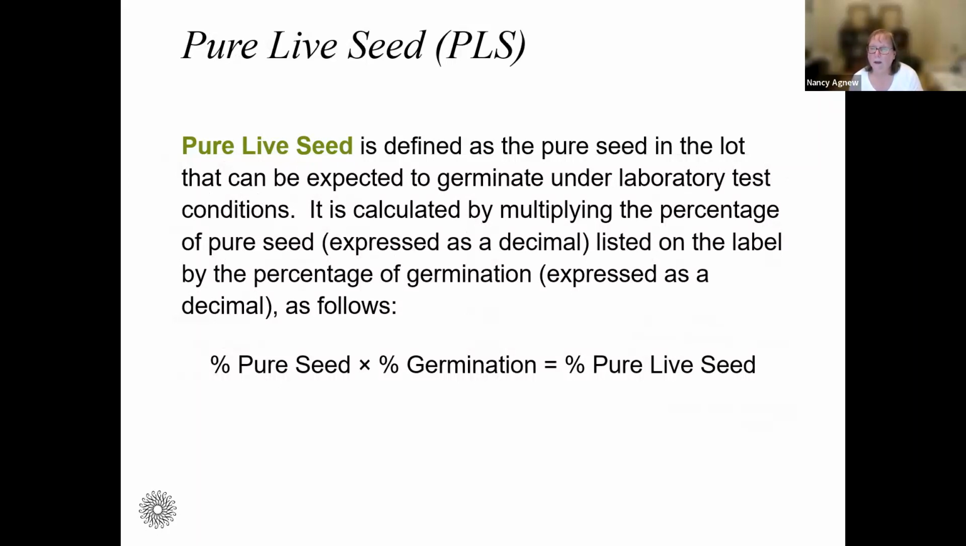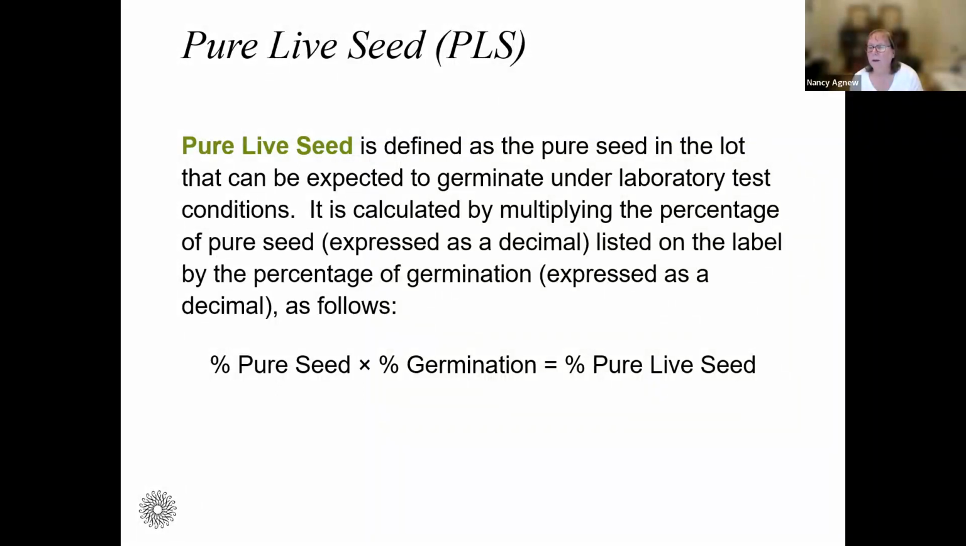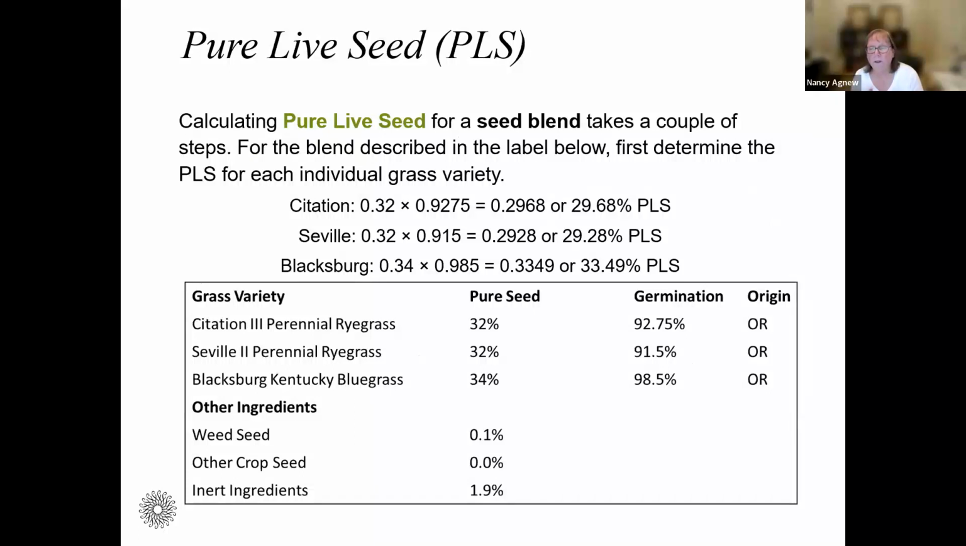To calculate pure live seed, we multiply the percentage of pure seed, expressed as a decimal, that's on the label by the percentage of germination, also expressed as a decimal. So it's percent pure seed times percent germination gives you percent pure live seed. Let's take a look. For this particular seed blend, it takes a couple of steps because there are 3 different varieties of grass in this bag of seed. So here's the math for each.